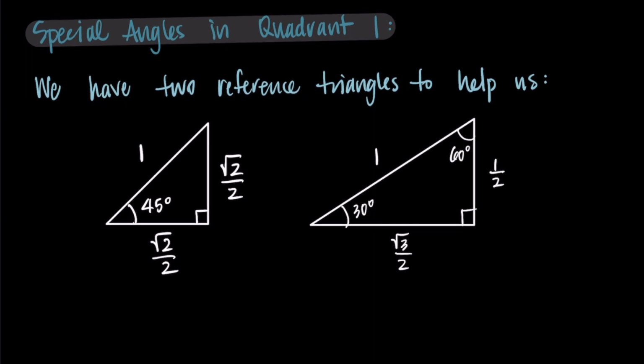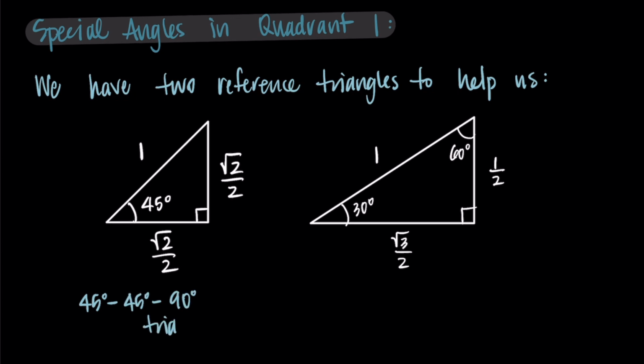So we have two triangles. The first is a 45-45-90 triangle. We use that language to represent the degrees of the angles. And this triangle has side lengths square root 2 over 2, square root 2 over 2, and 1. So what's important here is the ratios of the sides.